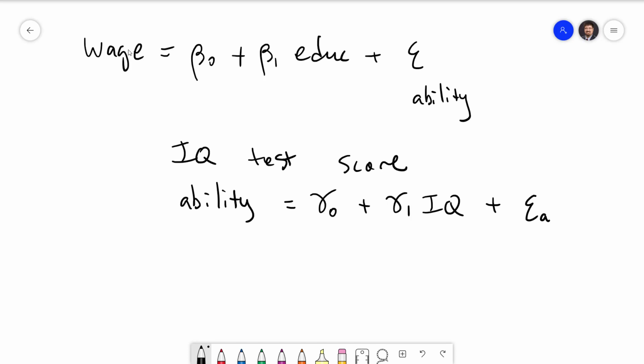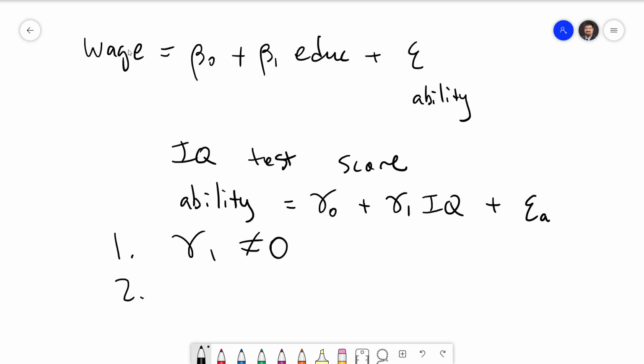Gamma naught and gamma 1 are just parameters, and I'm using a different Greek letter here to indicate they are not the same as the betas, but they function the same way as the betas do, but in the ability equation. Epsilon A is just the error term for this equation. I put the subscript A to differentiate it from the epsilon in the equation at the top. Requirement number one is simply that IQ and ability are correlated. As we mentioned before, IQ is not a perfect way to measure ability, but as long as gamma 1 is not 0, then we are okay. Could be positive, could be negative, doesn't matter. Here, it's probably going to be positive.